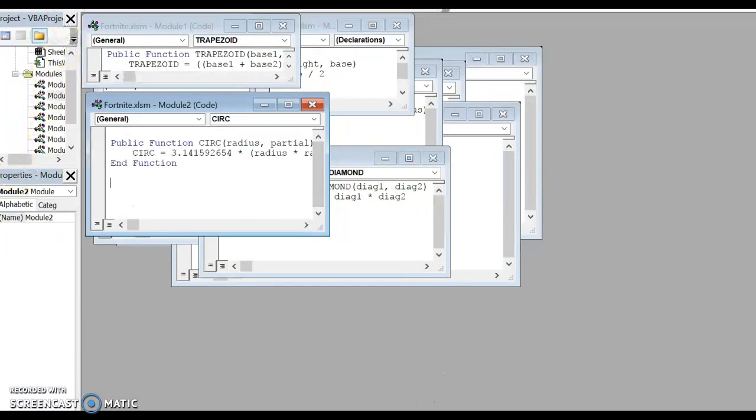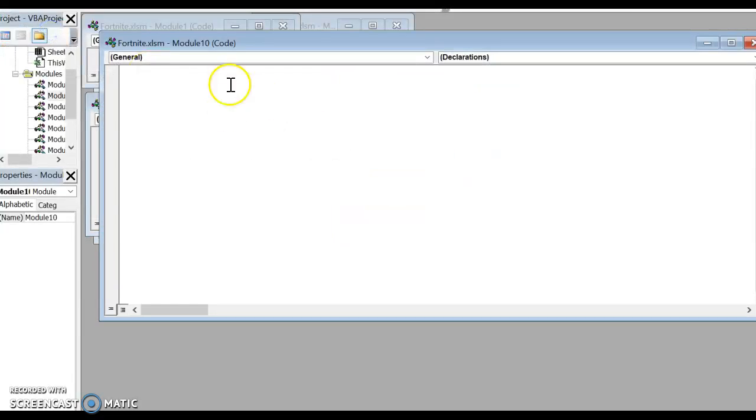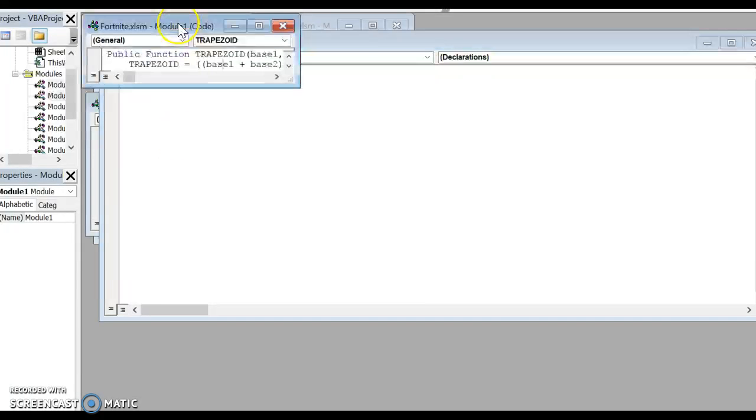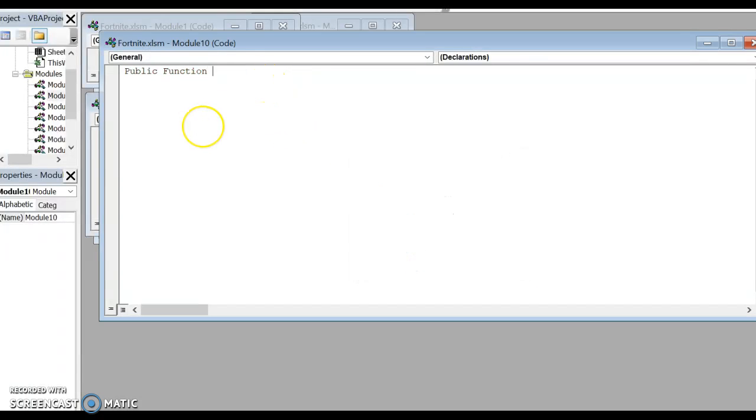And then to create these equations, you could insert a module, and then you do public function. Public function for, let's say we were going to do a kite, and then I would just put it as diagonal 1 and diagonal 2, and then I could write that the kite equaled 1/2 times diagonal 1 times diagonal 2. And then I could save it.